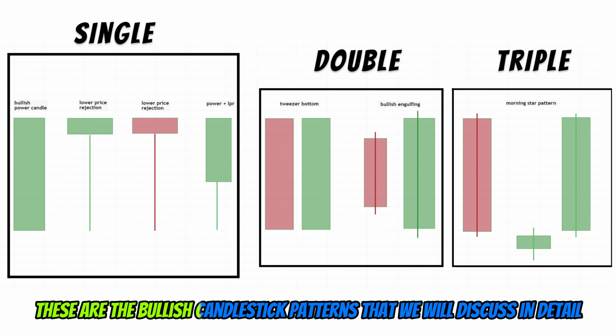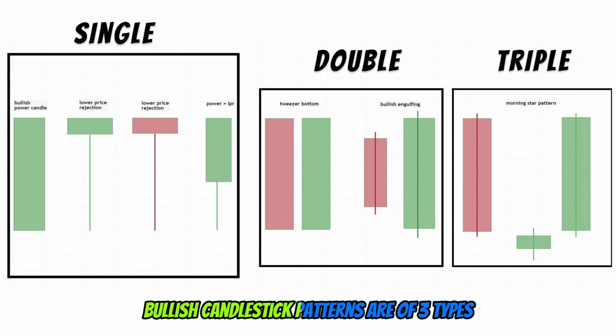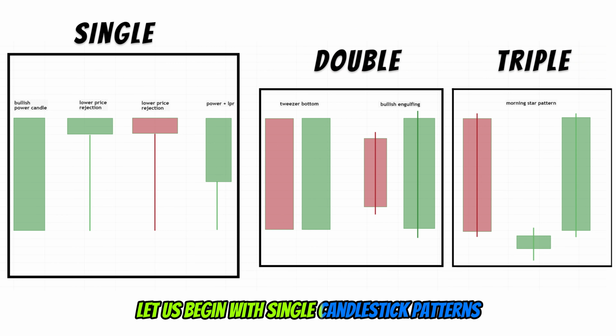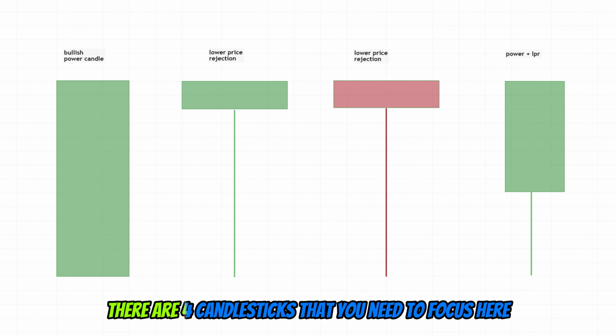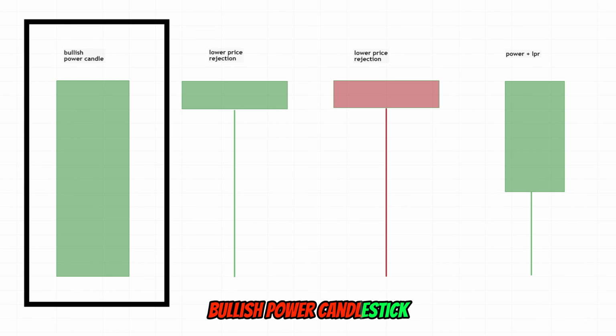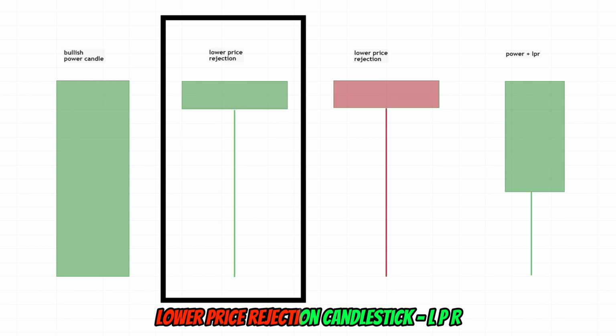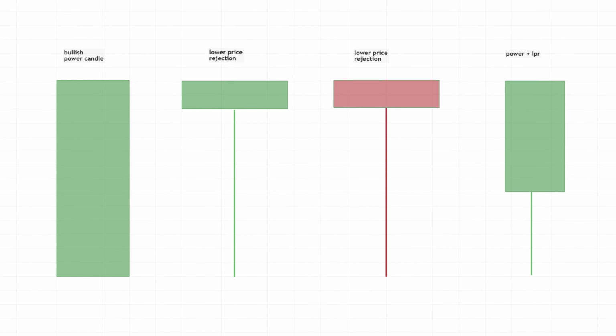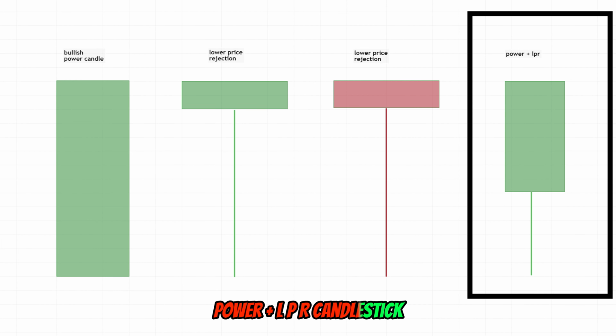These are the bullish candlestick patterns that we will discuss in detail. Bullish candlestick patterns are of three types: single, double, and triple patterns. Let us begin with single candlestick patterns. There are four candlesticks that you need to focus on here: bullish power candlestick, lower price rejection candlestick (LPR), which I will explain more about in a later part of the video, and power plus LPR candlestick.